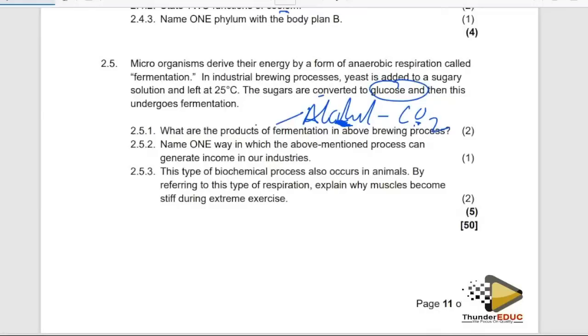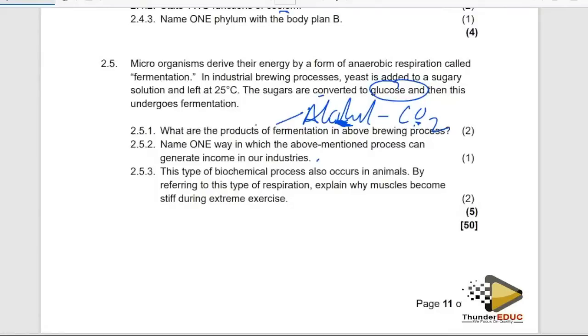Name one way in which the above mentioned process can generate income. How is this going to generate income? The fermentation. What is fermentation used for? Used for beers, wine, cheese, bread, all this can be sold and money can be obtained from that.